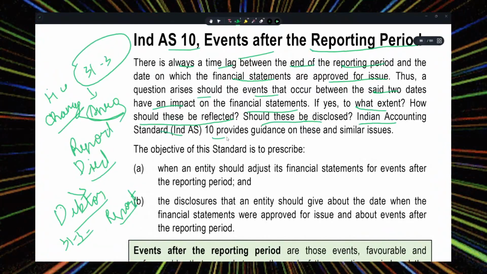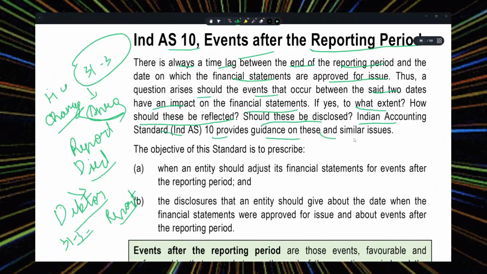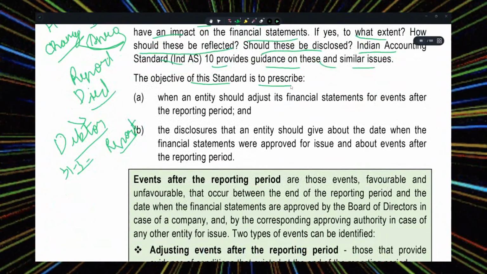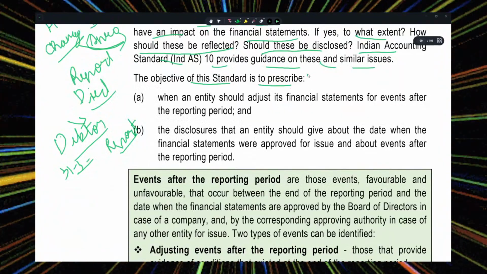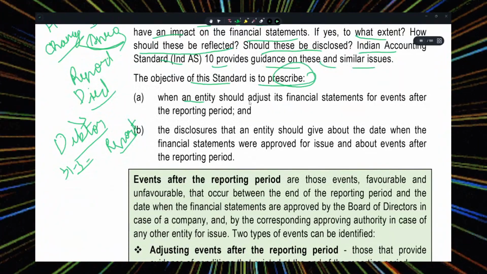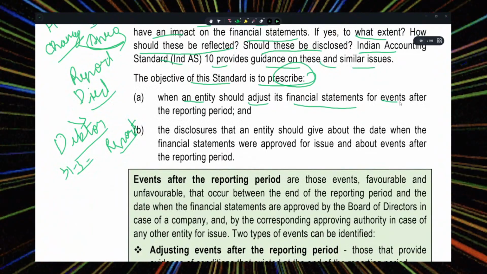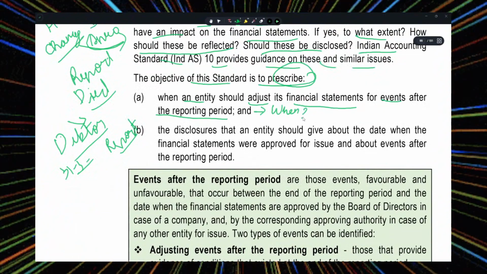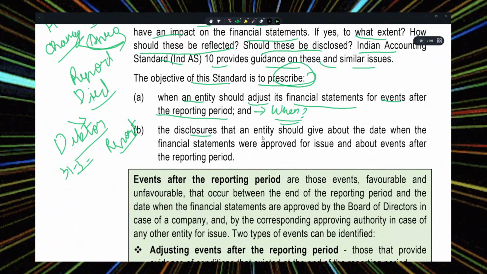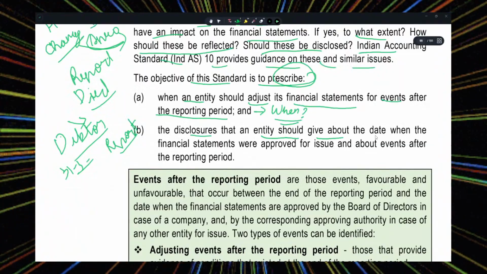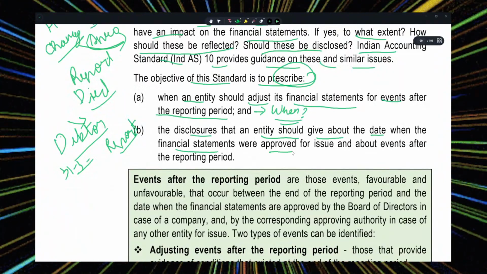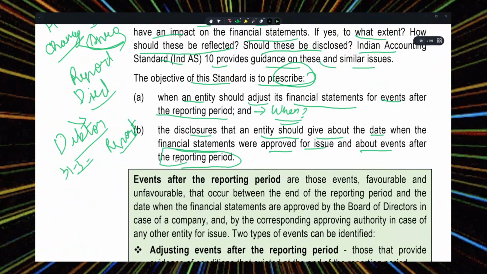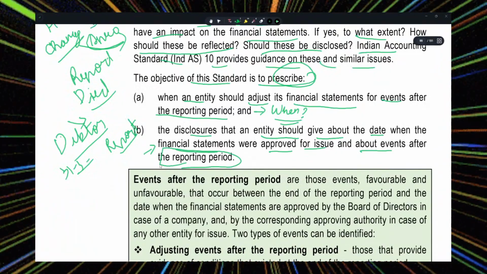Indian accounting standard Ind AS 10 provides guidance on this and similar issues. The objective of the standard is to prescribe when the entity should adjust its financial statements for events after the reporting period, whether they need to or not, and when. This is the question. And it prescribes the disclosures the entity should give about the date when the financial statements are approved for issue and about events after the reporting period. What are the events that I need to disclose, and what are the events I don't need to disclose?